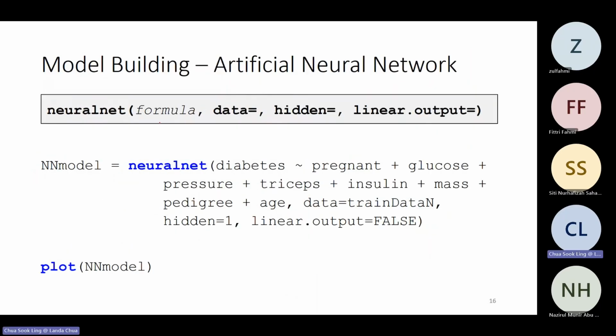The next model that we're going to train is the artificial neural network. So we have done decision tree, we have done K-nearest neighbor. This time we are going to take a look at the artificial neural network. We're going to use the neuralnet function from the package. In the formula, specify your target class, which is diabetes, then the tilde sign. Now for the variables, you can use dot here.